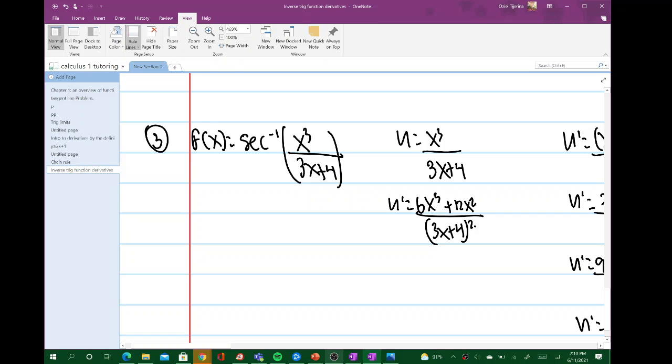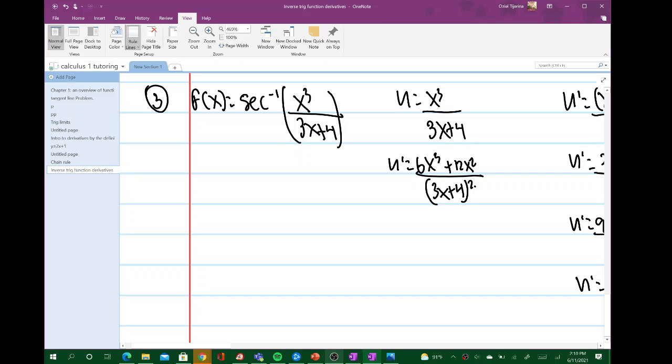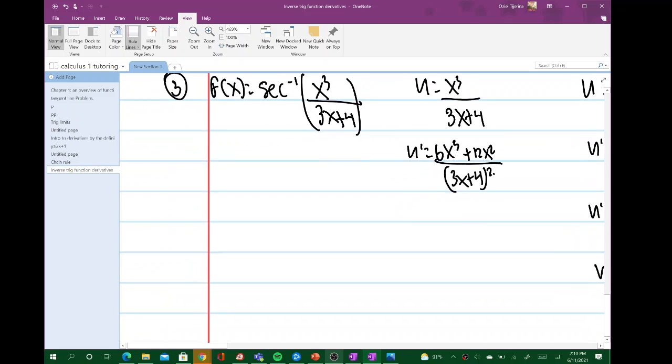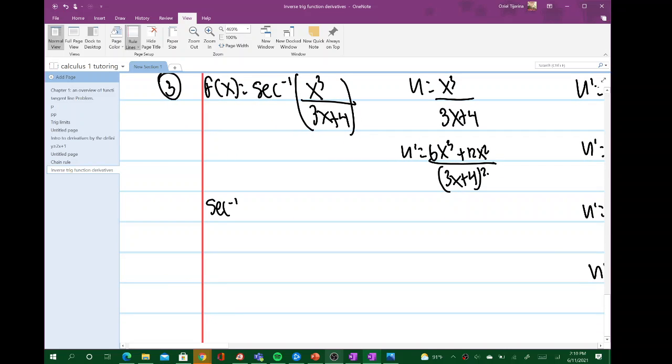And so we're going to have, so let's see. Give me 1 second. I'm trying to see how I'm going to write this. So basically the derivative of secant inverse of u is going to be u prime over u times the square root of u squared minus 1.